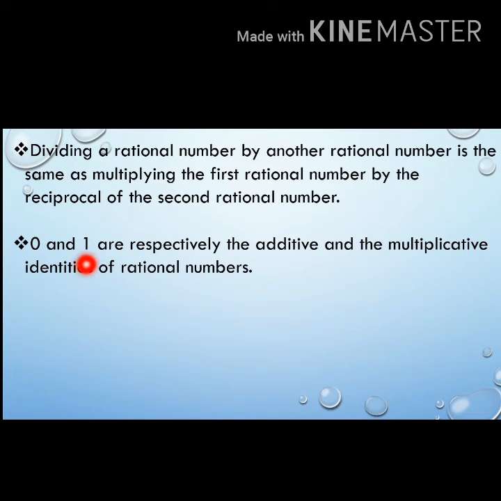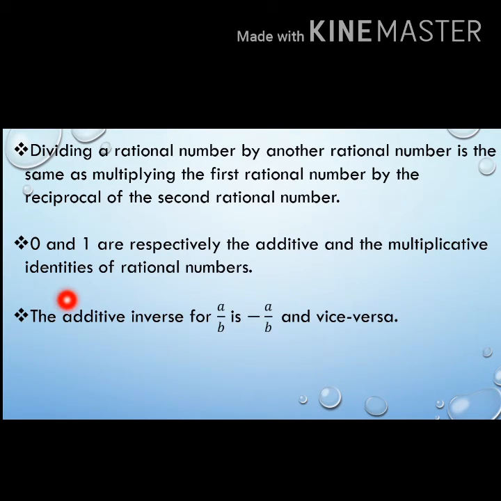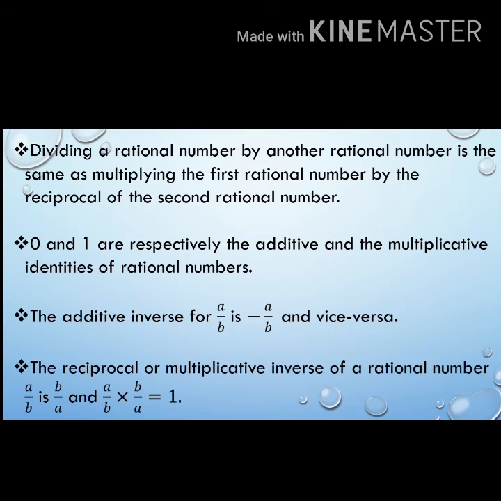0 and 1 are respectively the additive and the multiplicative identities of rational numbers. The additive inverse for a by b is minus a by b and vice versa. The reciprocal or multiplicative inverse of a rational number a by b is b by a, and a by b into b by a is equal to 1.